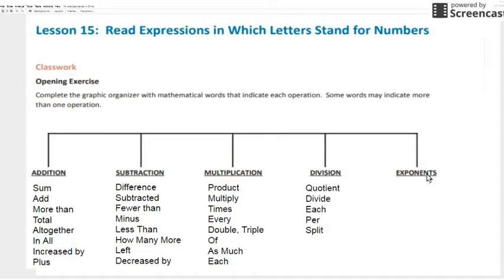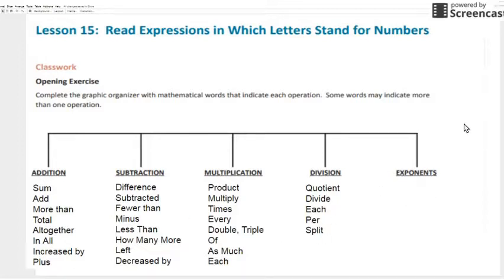Here are some words that represent division. We have quotient, of course, the answer to a division problem, divide, each, per, and split. Remember, each. How many does each student have? That's a representation of division. We're going to split it into so many groups. Things like that represent division.